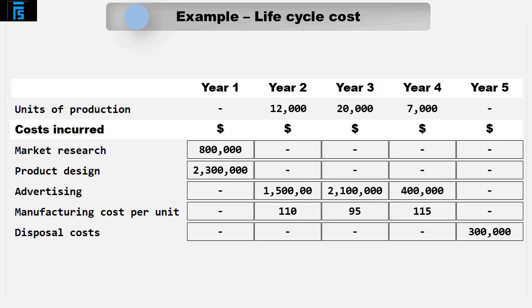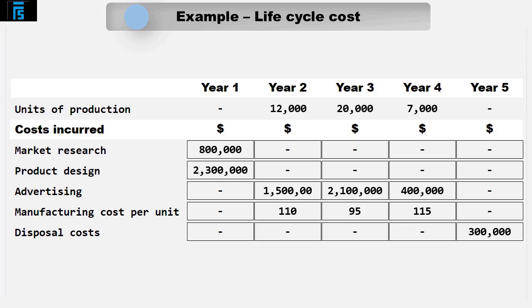The manufacturing cost of each unit of production is 110, 95 and 115 in years 2, 3 and 4 respectively. Disposal costs of 300,000 are incurred in year 5. These are post-production costs. The requirement is to calculate the life cycle cost per unit of product T.